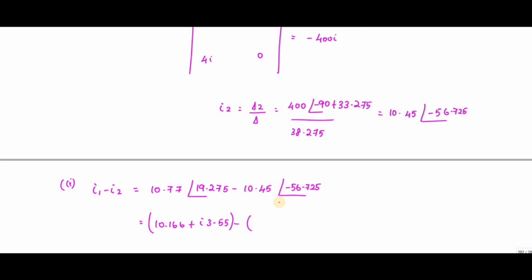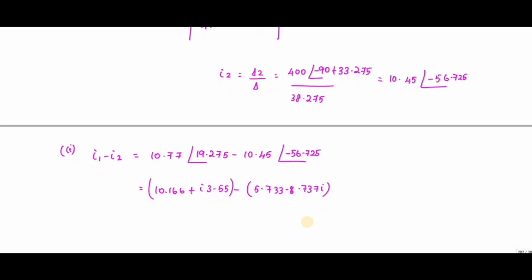Likewise, if you convert this one, minus 56.725, we get 5.733 minus 8.737 j. So to solve this, you will get the answer like this.